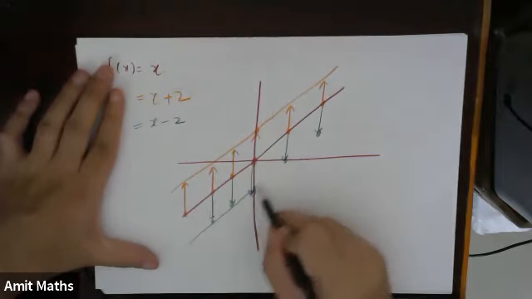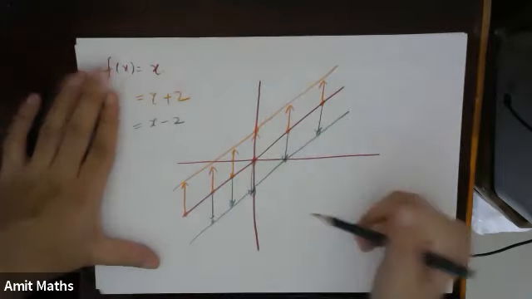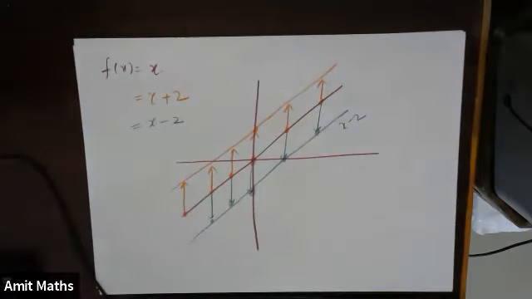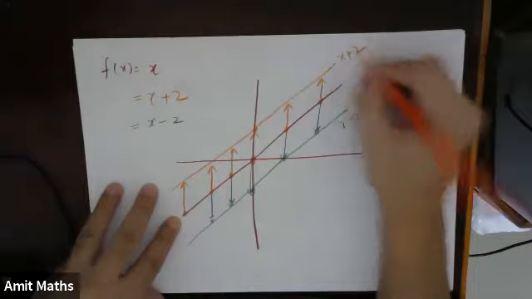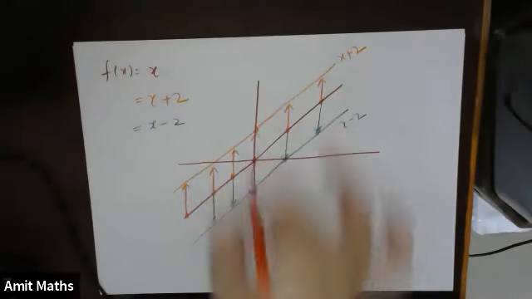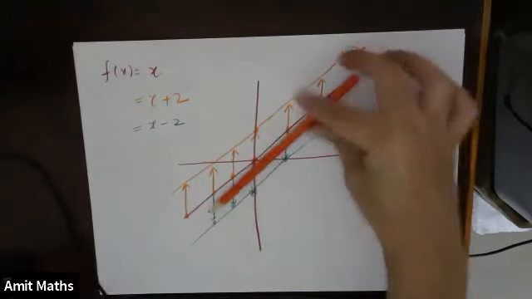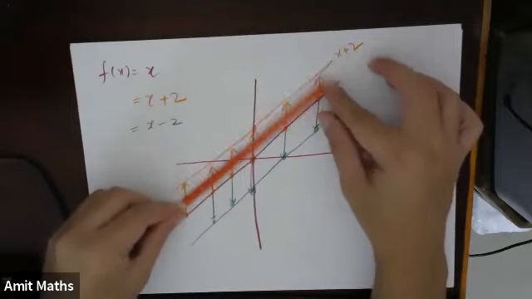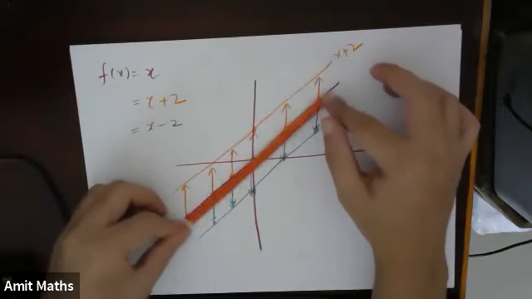If I make a straight line, what is this? This is x minus 2. And what is this? This is x plus 2. Now, all the shifts are occurring in the vertical direction. This is shifting upward vertically, and this is shifting downward vertically.